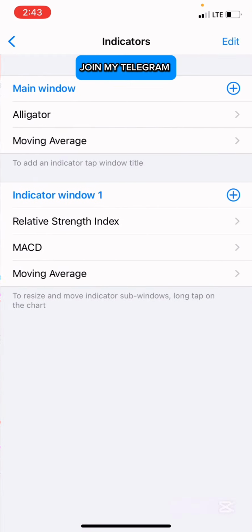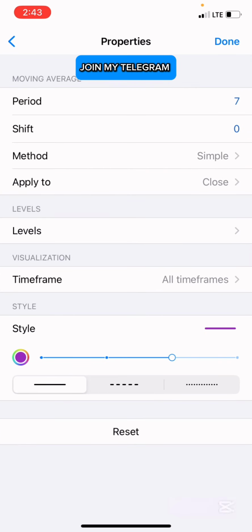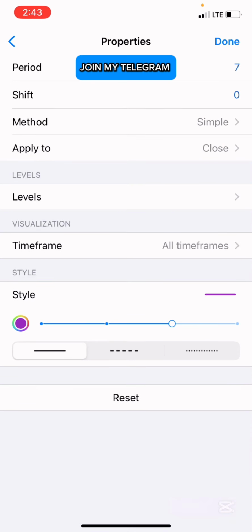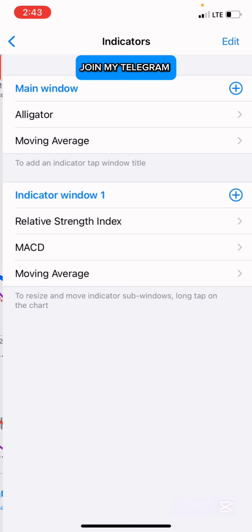Right, so the second indicator is going to be the moving average. This is very important. You put the period on 7, shift 0, method simple. You apply to close. The style, you put that on 3 pixels with the color purple, right? Then the straight line pattern, just as you can see, then you click on done.